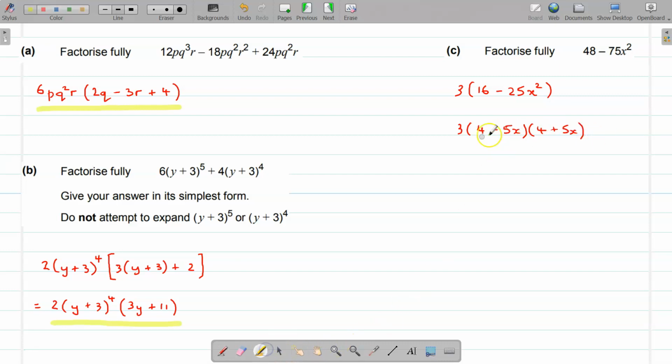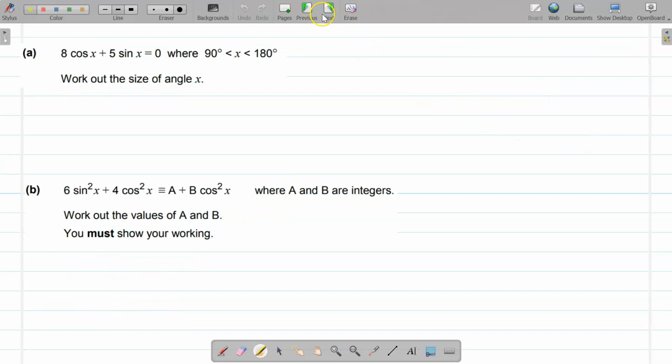Okay, and you really need to look out for that. This question is a trigonometric question about using sine and cos and tan, as you'll see in a moment. We've got to work out the size of angle x lying between 90 and 180, all right, if this equation is true.